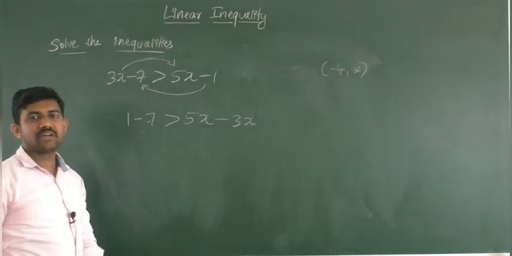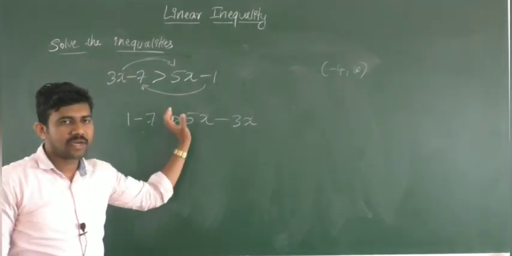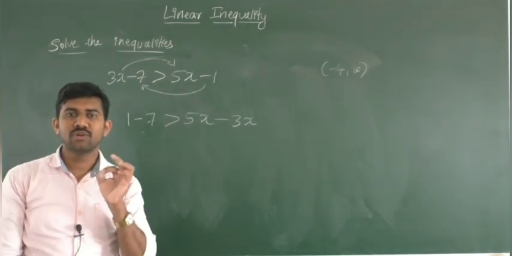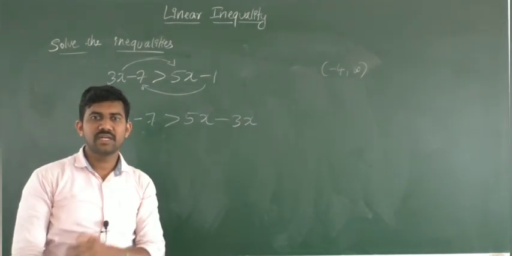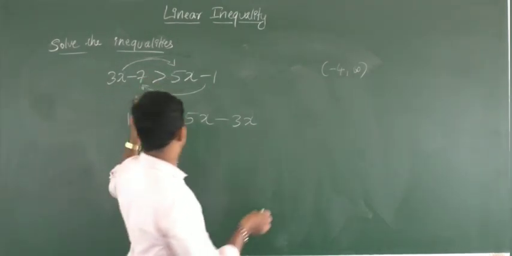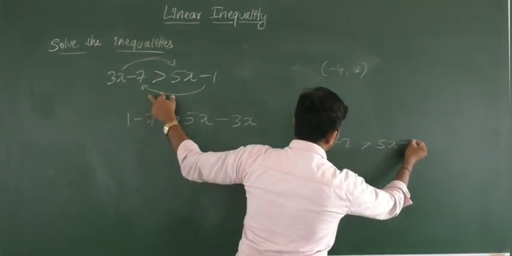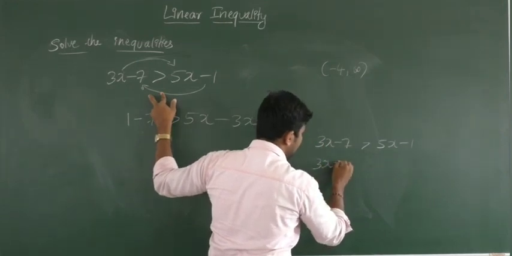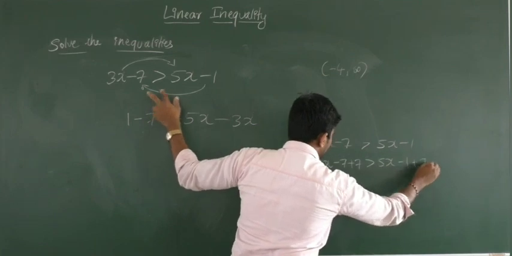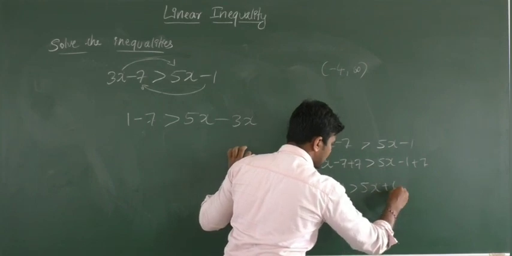Okay, this is one of the methods, by grouping, like the terms containing x on one side and the constant on the other side. Or else we can follow the rule of inequality. So what is the rule of inequality to solve this question? First we have to add 7 on both sides, like 3x minus 7, 5x minus 1 we have. First you add 7 on both sides, then you will get 3x greater than 5x plus 6.